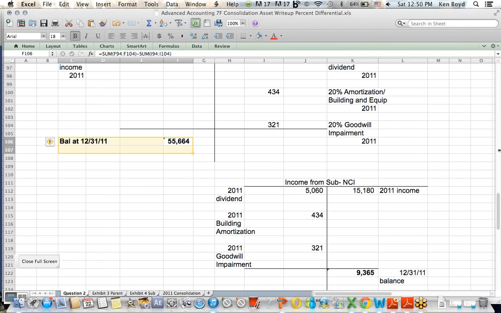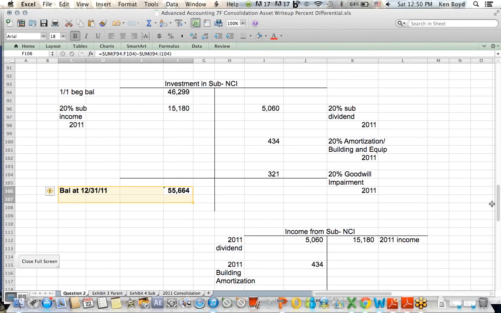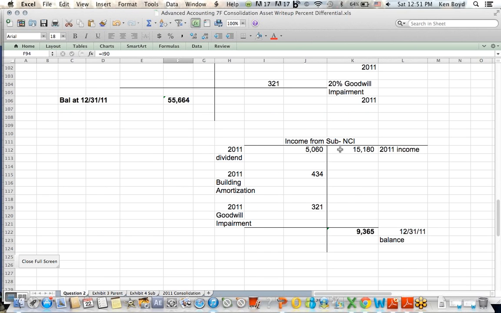You get a total beginning balance for the non-controlling interest, investment, and sub. You also get a calculation of 20% of the income, the dividend, the amortization, goodwill impairment that goes to income from sub. So I have a formula there.